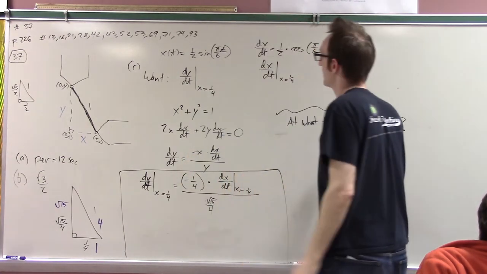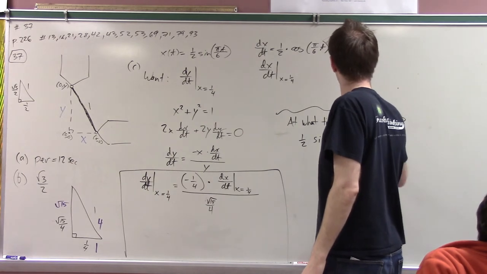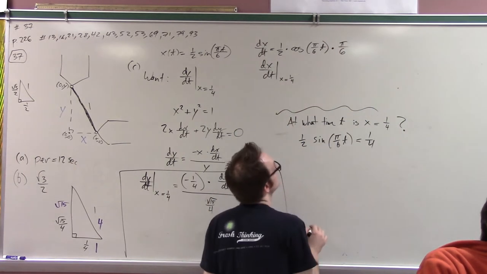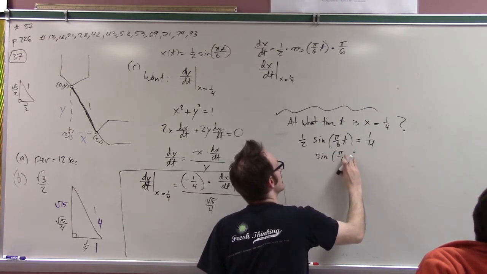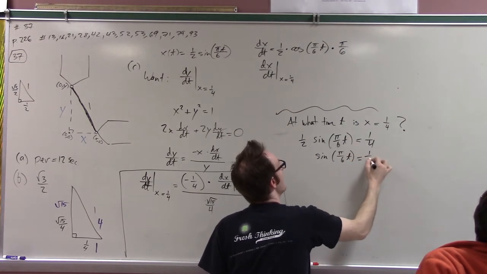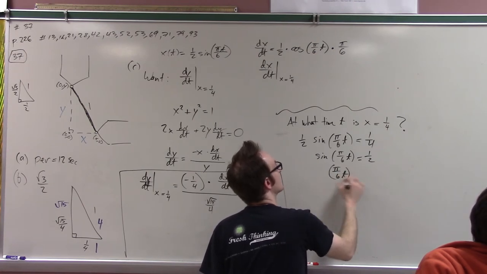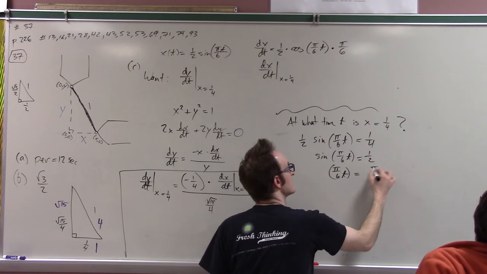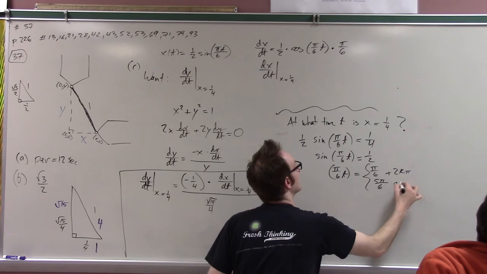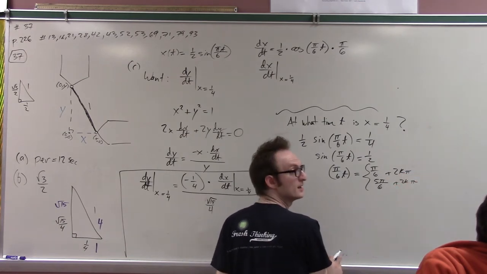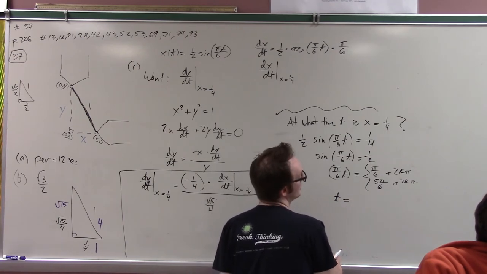Okay, so now I just do it. When x is 1/4, I'm basically just setting my equation equal to 1/4 and solving. This is saying sine(pi over 6 t) equals 1/2. So when is sine of something equal to 1/2? Well, that is going to happen when the something is pi over 6 or 5 pi over 6. And the nice thing about this problem is they use the word speed, so they don't have to worry about velocity and signs and stuff like that. I can just do the problem like normal. So when is this going to happen?